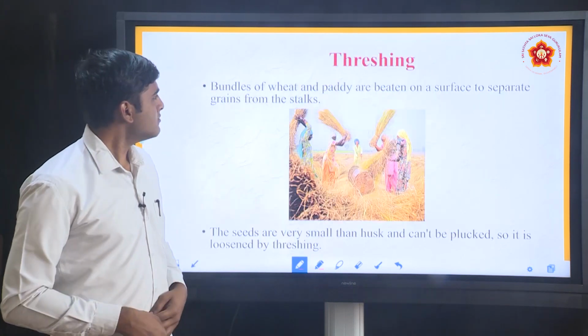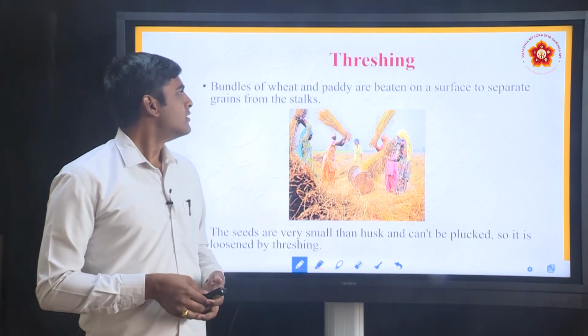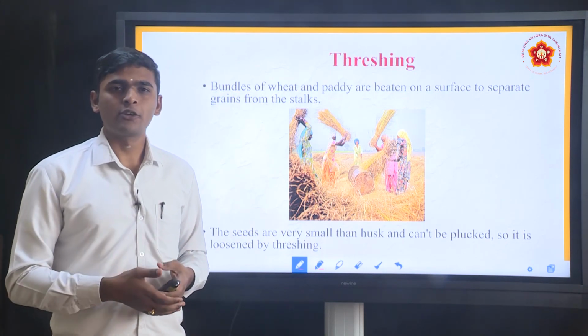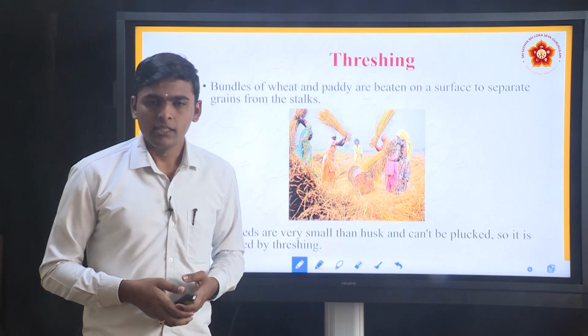Next method, threshing. Threshing is also one of the processes we use after we harvest the crop.